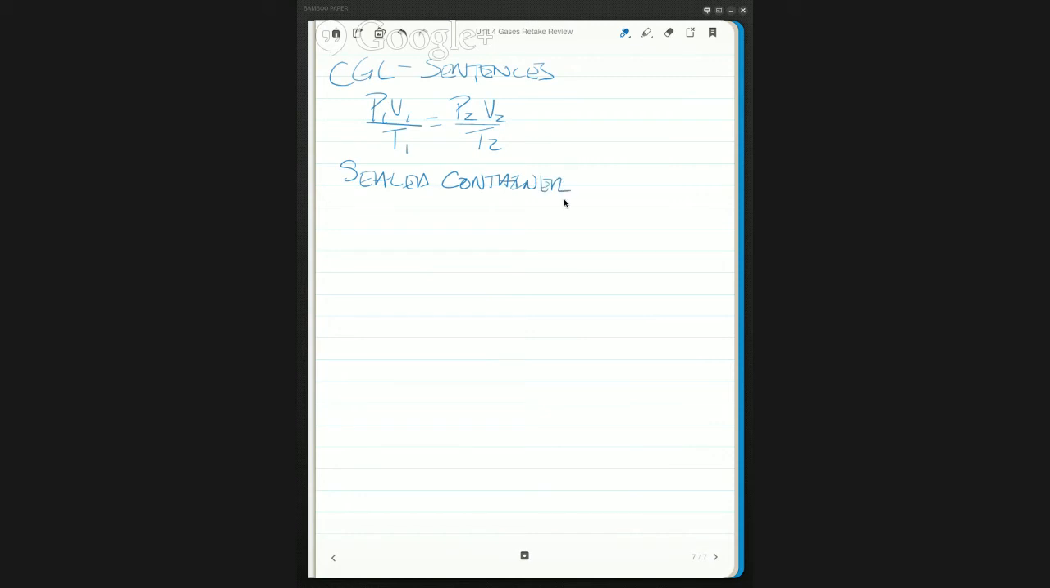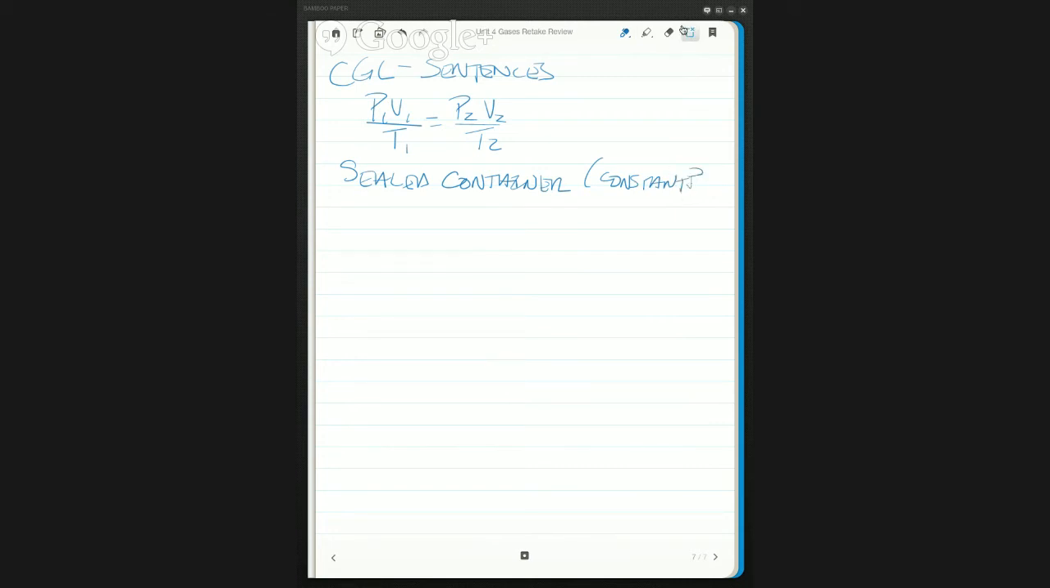And I would say that the other part of combined gas law, besides the calculation, is sentences. And it's just wording, right? It would be easier when it's sentences, just remember like this: P1 V1 over T1 equals P2 V2 over T2. And so if it says something about a sealed container, so that means the pressure is not going to change.